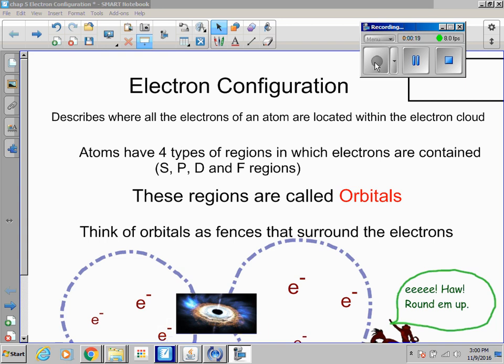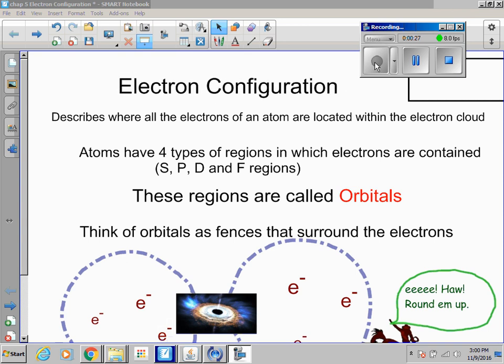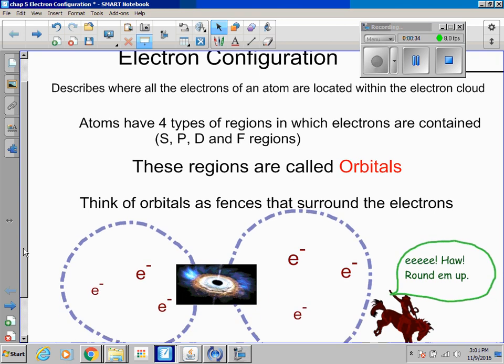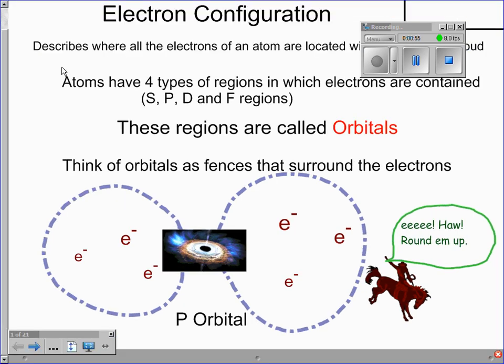So, here we go. We are going to learn about electron configuration today. Electron configuration, very simply put, is the address of where every single electron is located within an atom. As we recall from last chapter, atoms are made up of electrons, neutrons, and protons. The protons and neutrons are in the center, and the electrons are around the outside in what we call the electron cloud.